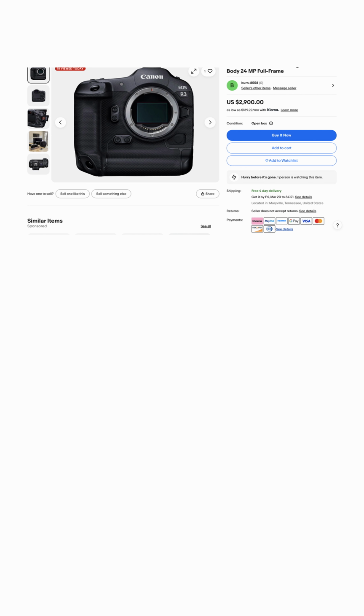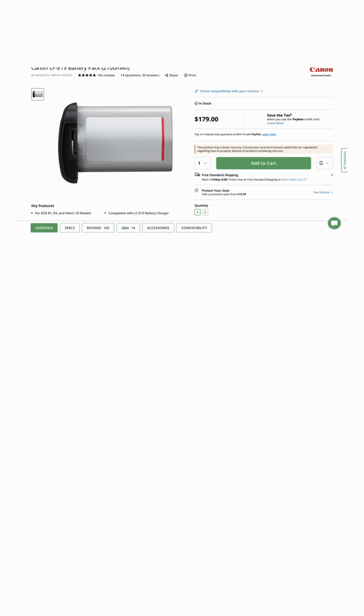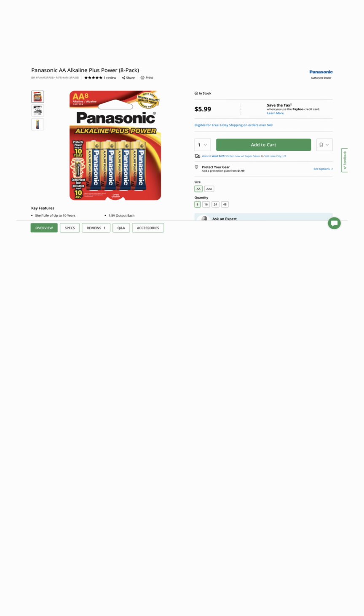Now, when we're talking about camera batteries for the Canon, it's $179 per battery. And when we look at the Nikon F5, it takes 8 AA batteries, and this only costs about $5.99.